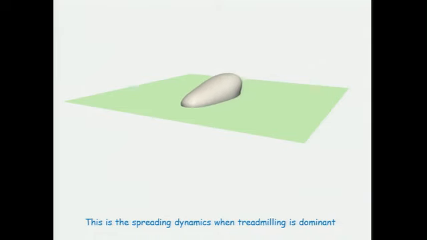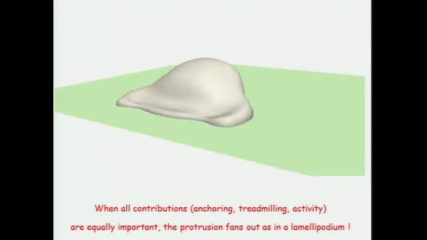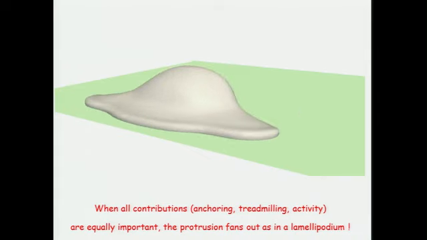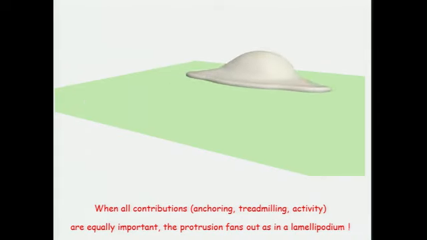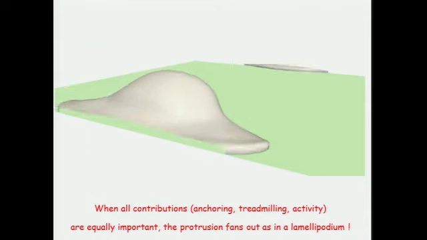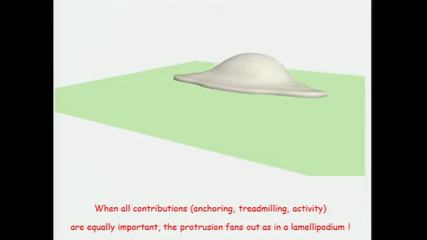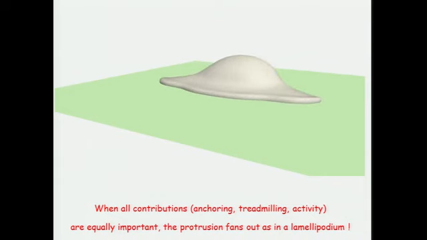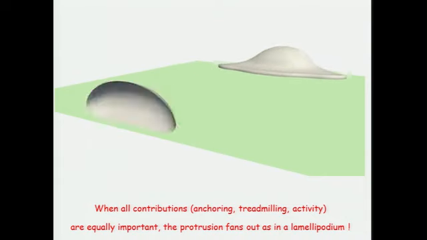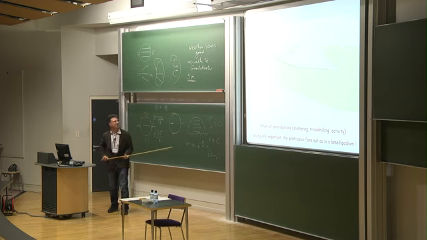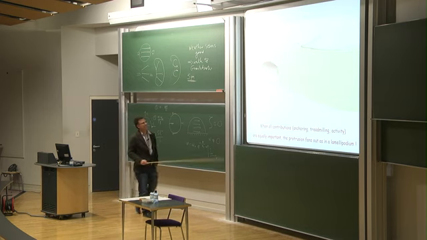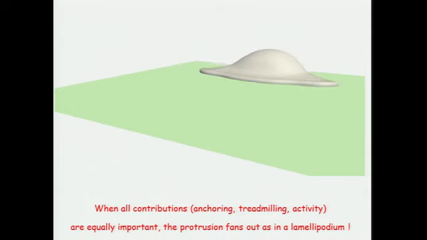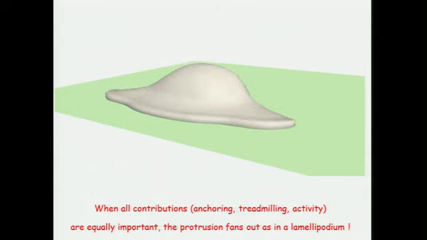So if you increase the anchoring on the fibers, and when all contributions are important, then you can form a droplet which is very much similar to the moving keratocyte. That's nice because there are no simulations previously, that I know of, of full 3D motion which is similar to that of a lamellipodium. And to get this, you need to switch on all your contributions.